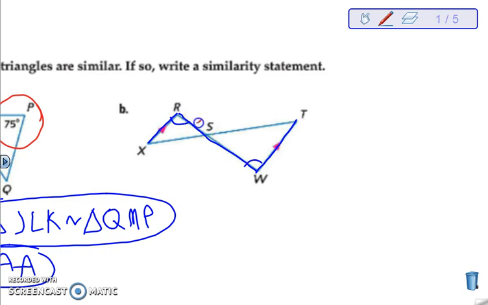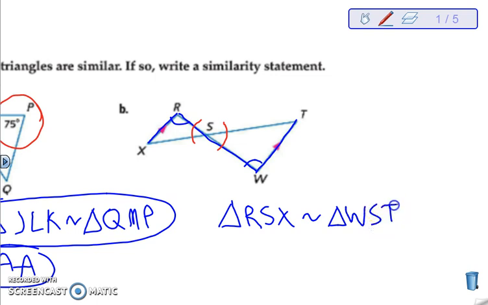At the same time, we notice that angle RSX has to match with angle WST because those are vertical angles. So therefore, the triangles must be similar because we have matched two pairs of congruent angles. So, triangle RSX is similar to triangle WST, and once again we used angle-angle similarity.